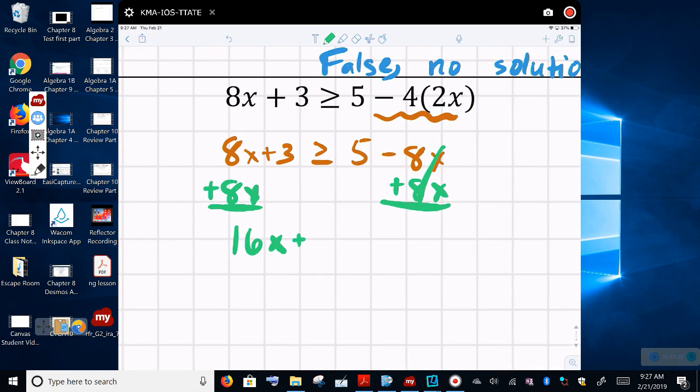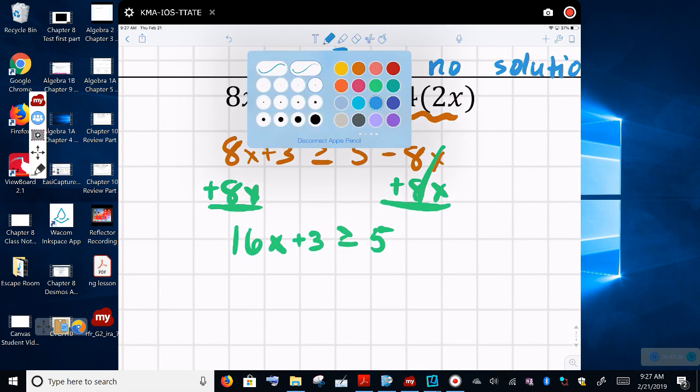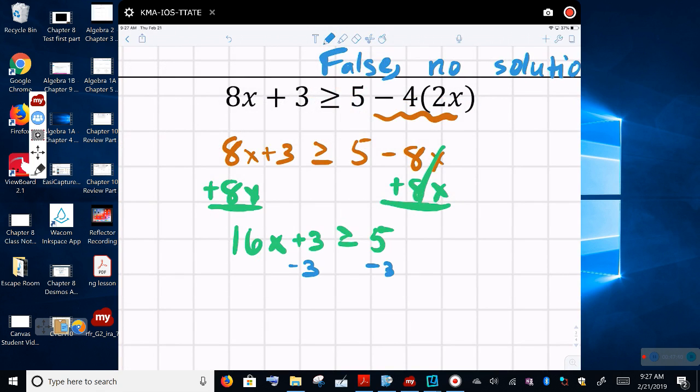I still have the plus 3 greater than or equal to 5. I would subtract 3. I will subtract 3 from each side and get 16x is greater than or equal to 2.